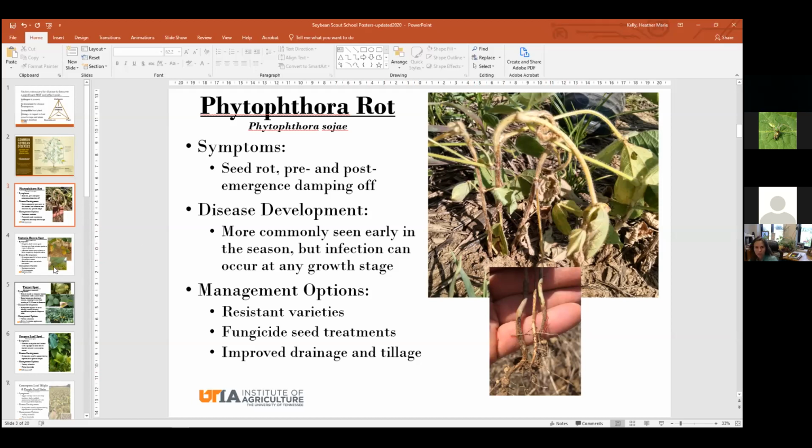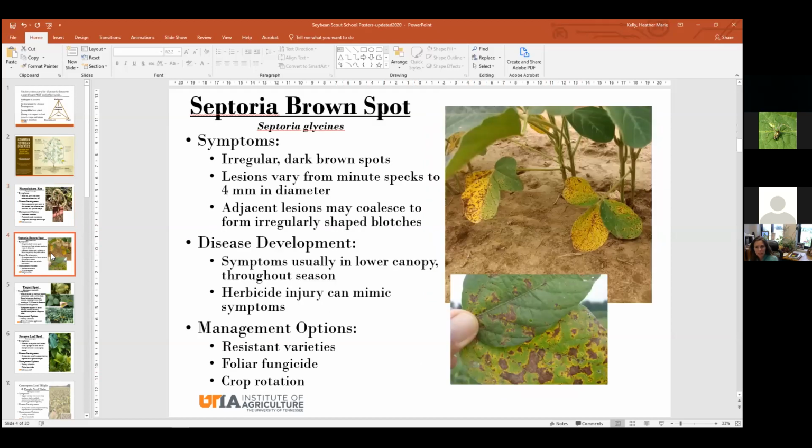And so moving into the season now, what you might start to see, if you haven't already, in the lower canopy is Septoria brown spot. And again, early in the season, a lot of this can be confused, or it can also just be herbicide injury. But Septoria brown spot always starts in the lower canopy, with smaller specked lesions that can then coalesce into these larger lesions here.